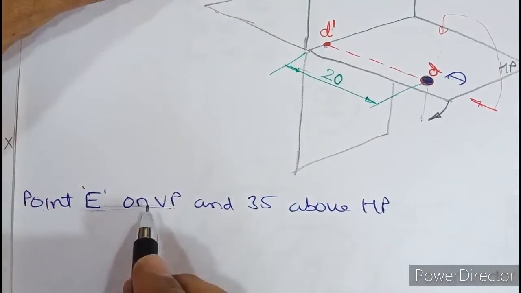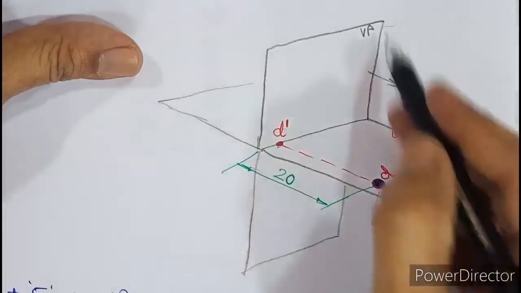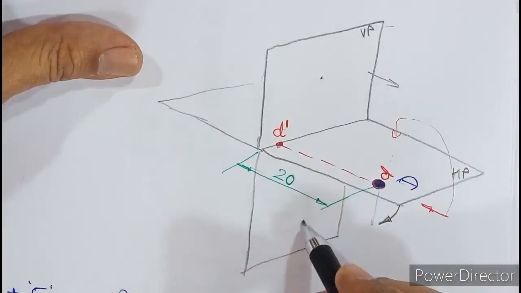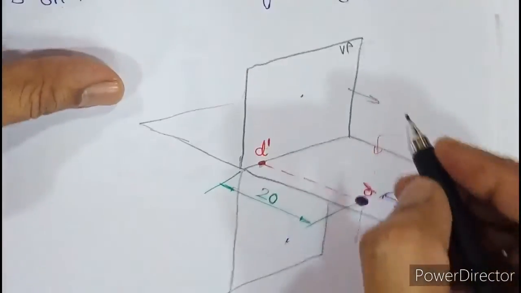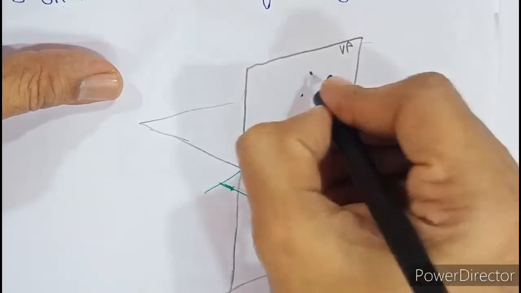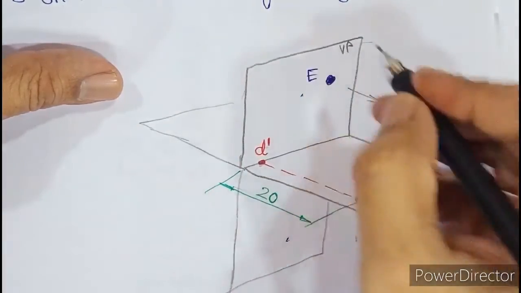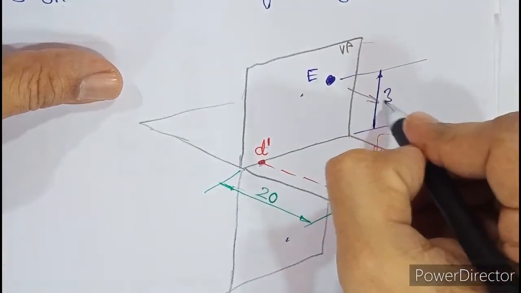So let us mark this point. So the point is on VP. See, whenever a point lies on VP, there are two possibilities. It may lie here or it may lie down. But they have mentioned further and above HP. So it is clear that the point should be here. So this is that point capital E which is on VP, and 35 above means from here to here, this vertical dimension is 35.